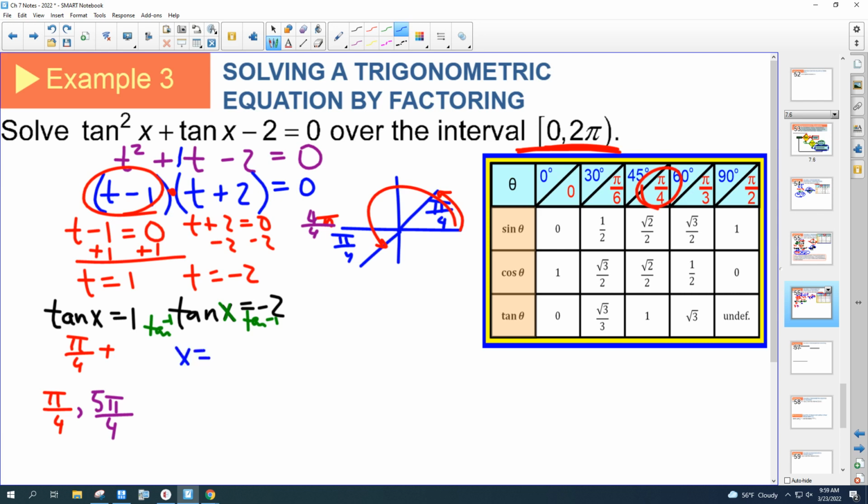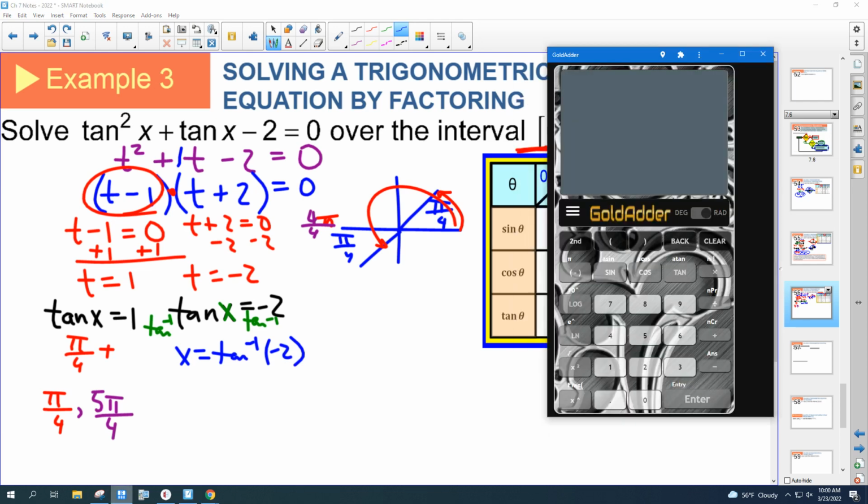X is going to equal the inverse tangent of -2. X is going to equal the, I got to cancel out the tangent, right? I want X by itself. So on your calculator, make sure you are in radians for this problem. And we just have to do inverse tangent, -2.